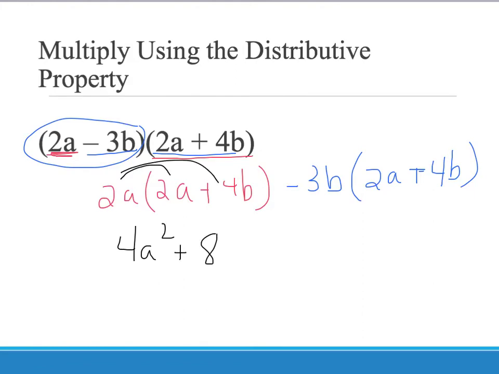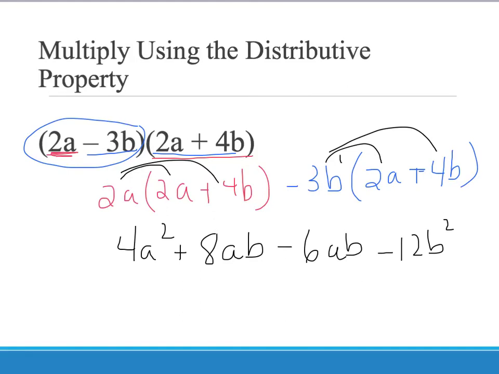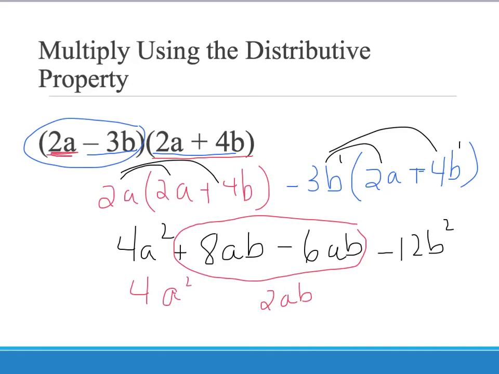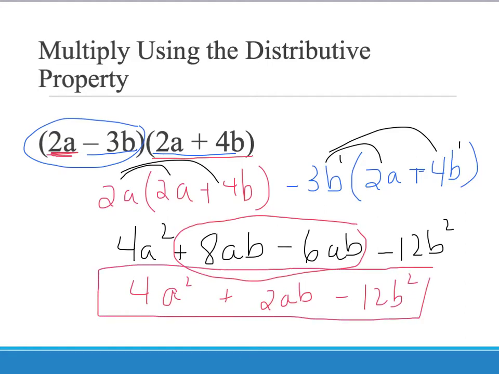plus 8ab minus 6ab and minus 12b squared. Remember, because I have b1, b1, so I have b squared. Okay, so again, the terms in the center, I can combine. I have positive 8 minus 6, so I have 2ab. And then the first term, 4a squared plus 2ab minus 12b squared. So this is going to be as much as you can simplify.